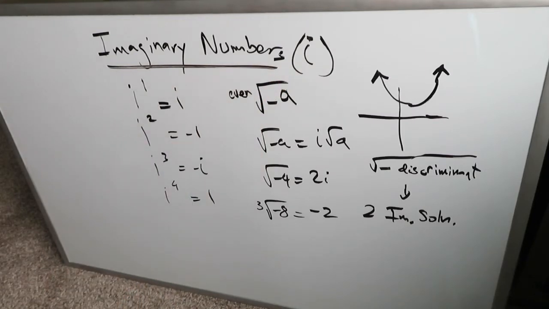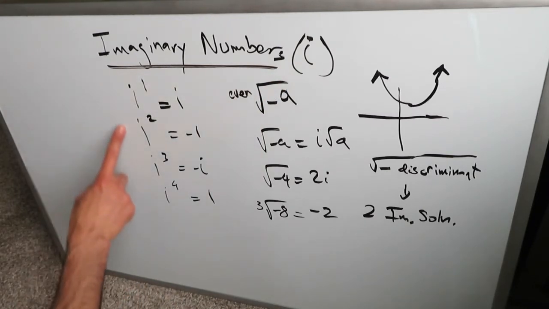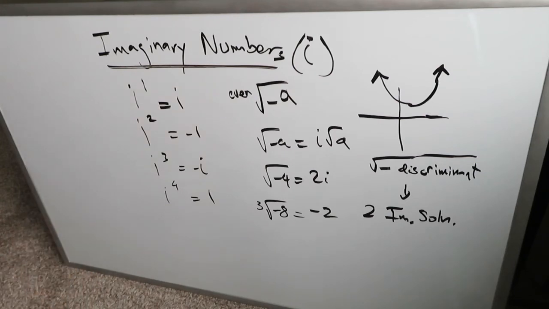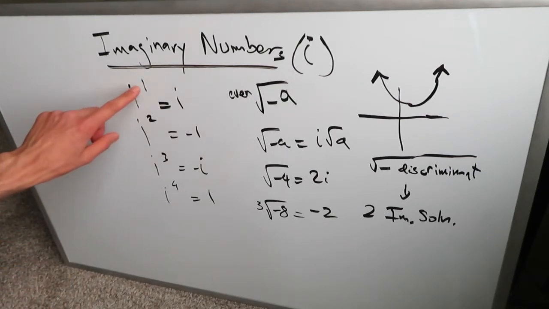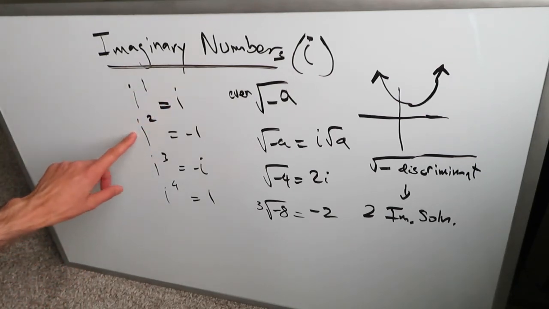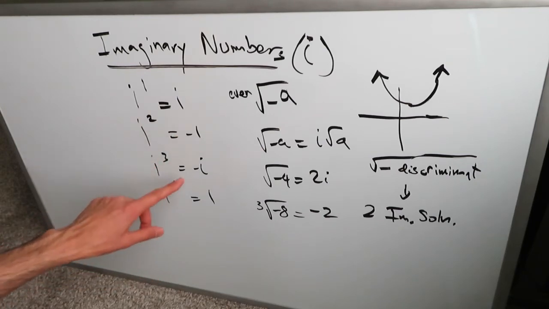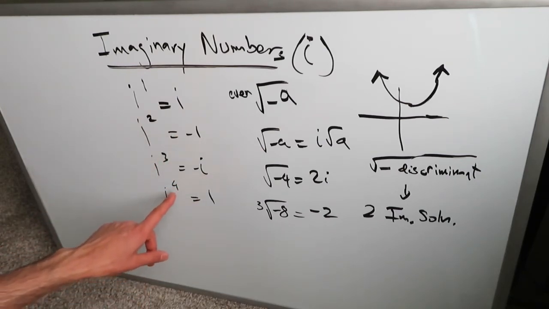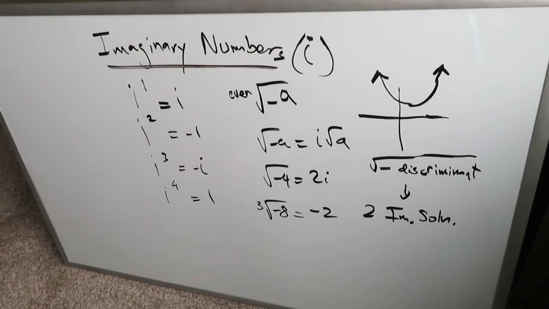But what is more important to focus on over here is this. Something to be committed to memory. i to the power of 1 is simply i, i squared is equal to minus 1, i cubed is equal to minus i, and i to the fourth is equal to 1. All right, and these come in very handy in terms of operations.